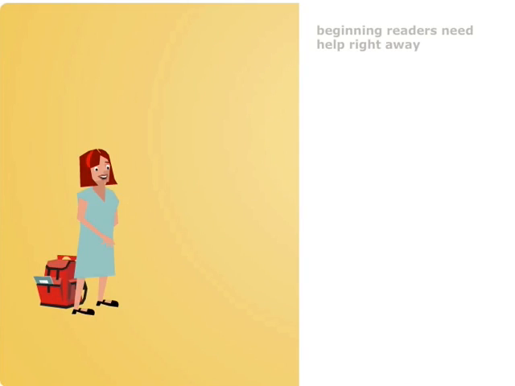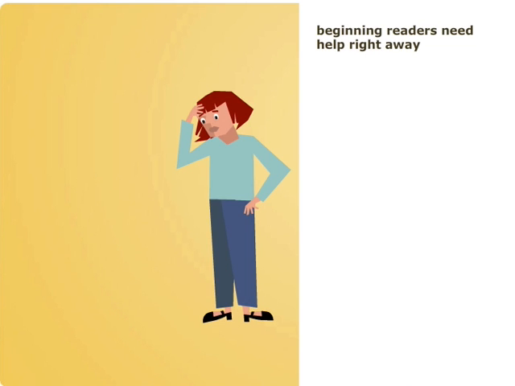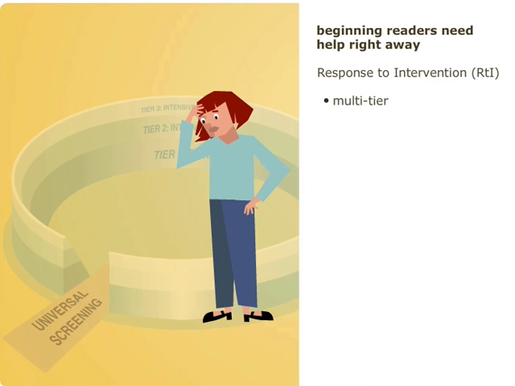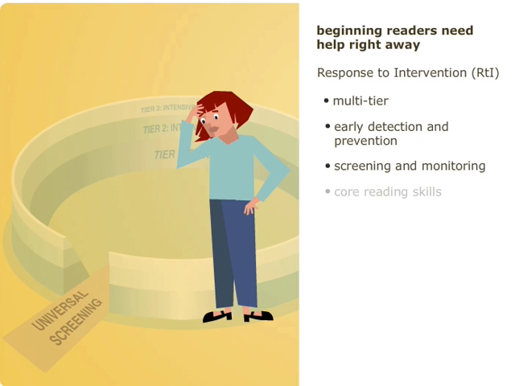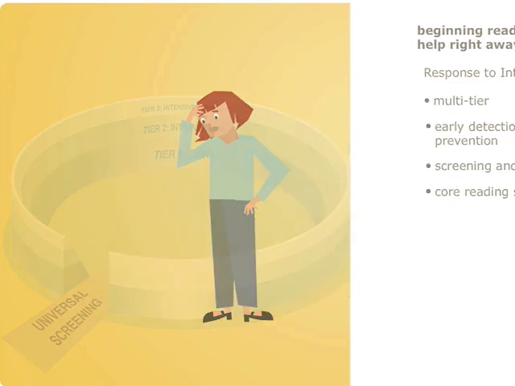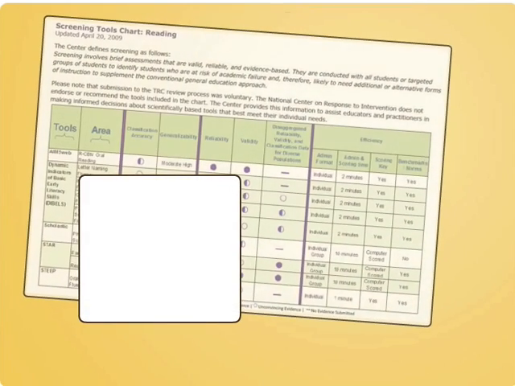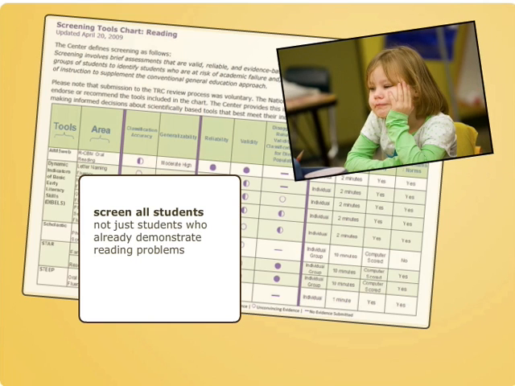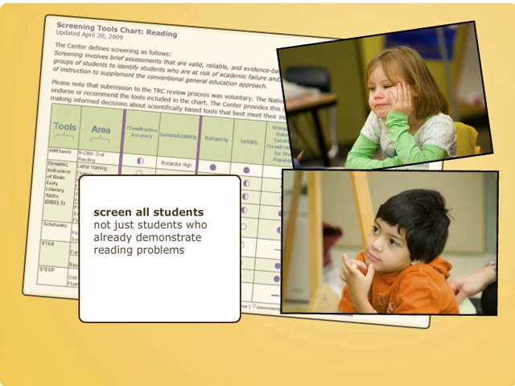Beginning readers who are struggling need help right away, but they often don't receive it until grade 2 or 3, after they have been officially diagnosed with a learning disability or have fallen far behind their peers. Response to Intervention, or RTI, is a multi-tier instructional program that offers a strategy for early detection and prevention of reading difficulties. Key components of RTI are the screening of all students and ongoing monitoring of their progress in core reading skills. When a school only assesses those students who are already demonstrating problems with reading, other students who are at risk for future reading difficulties can be overlooked.